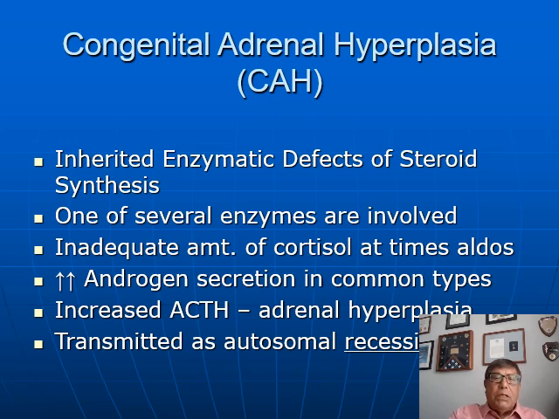So congenital adrenal hyperplasia is an inherited enzyme defect of the steroid biosynthetic pathway, and several enzymes are involved. As a result, depending upon which enzyme is involved, the body produces inadequate cortisol and aldosterone, but they also produce an excess amount of androgen in the common types that we will be talking about. Increased ACTH also makes the adrenal gland bigger, so we call it hyperplasia of the adrenal gland. And these enzyme defects are autosomal recessive.